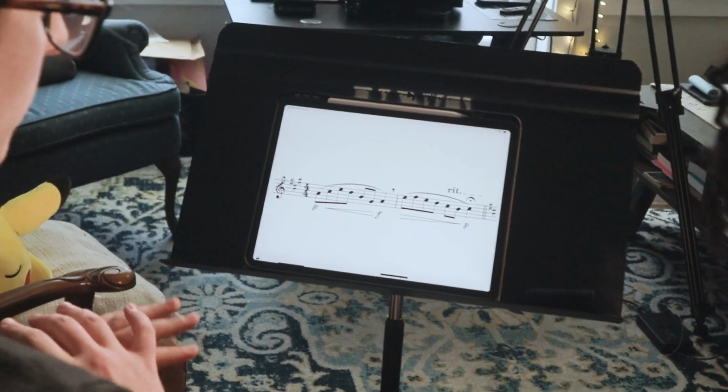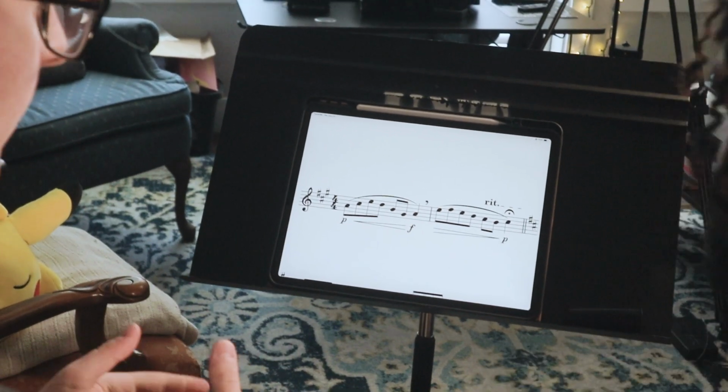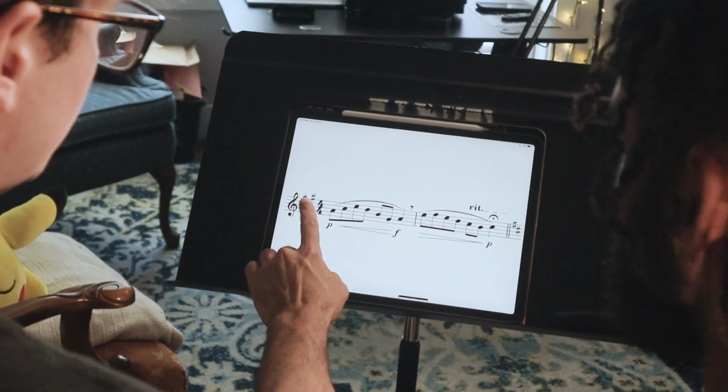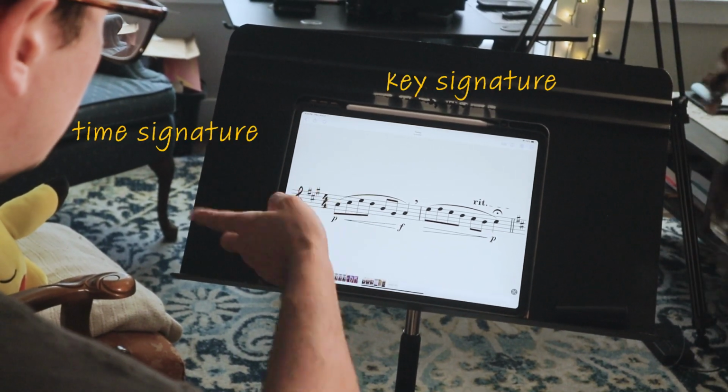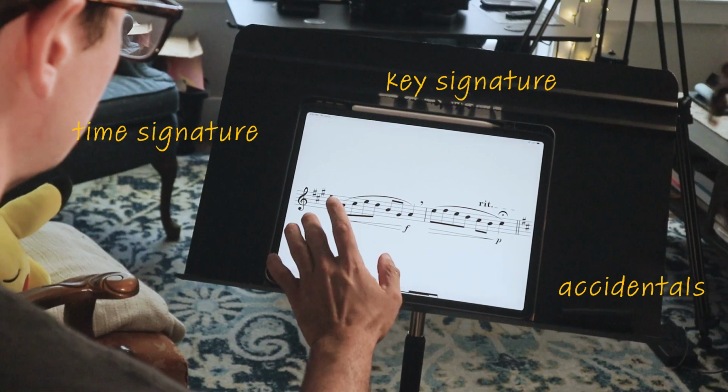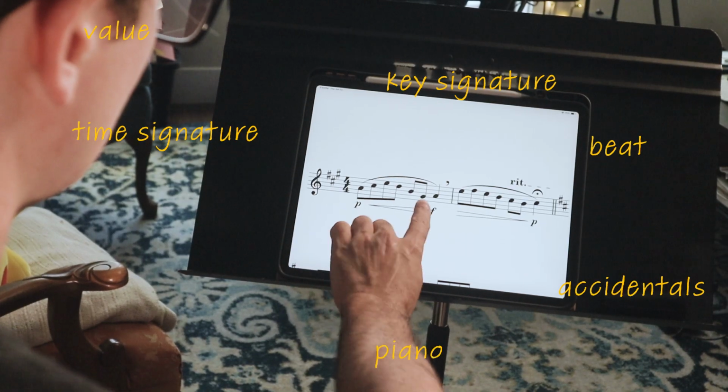So walk me through, what are all the things that you grabbed on this page to play it exactly the way you did? So first things first, I just glanced at the key signature and the time signature, which told me what notes were accidentals, but also what value and the beat and all that stuff. Even though with sight reading, people think of reading all the notes at once, I just kind of take it in a big picture approach. Like, there's a piano, grow louder, get soft.